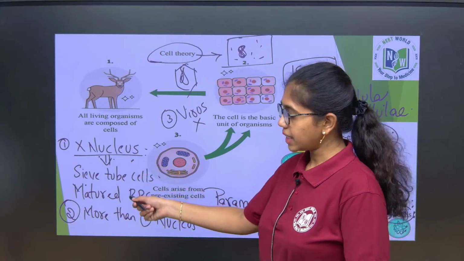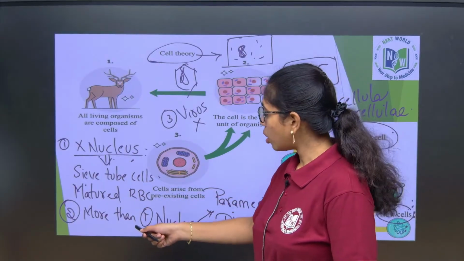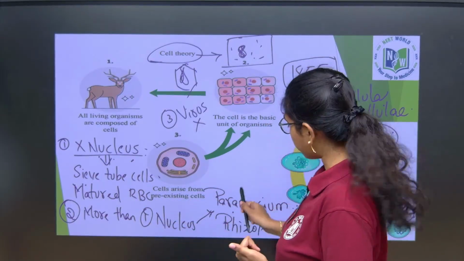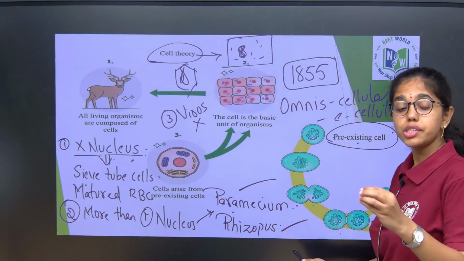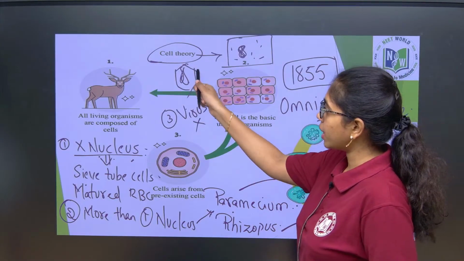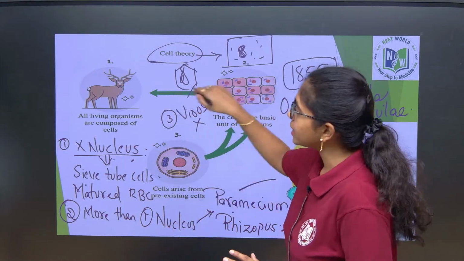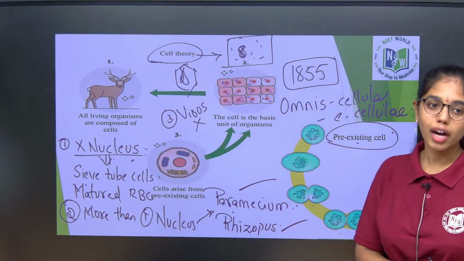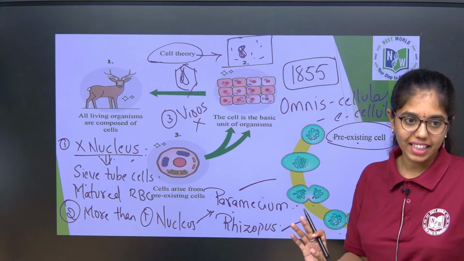Those cells which do not have a nucleus like sieve tube cells and mature RBC, those cells which have more than one nucleus like paramecium protozoans or bread mold like rhizopus, those cells which do not have cell membrane or cytoplasm, they just have genetic material and a protein coat, for example virus. To all these cells, cell theory is not applicable. So, these are what? Exceptions of cell theory. Understood?